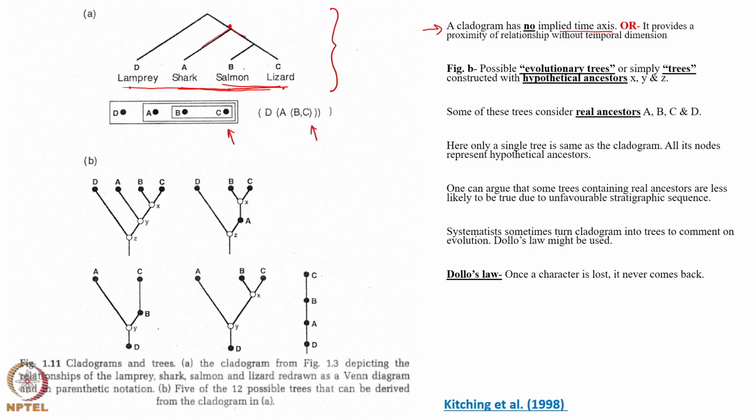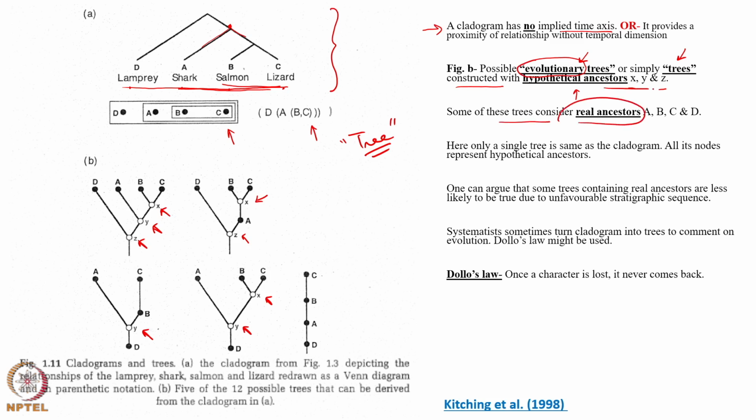Now, from here we can create several evolutionary trees or simply trees, and that can be constructed with hypothetical ancestors x, y and z. These are the x, y, z. While talking about graph theory, the definition of tree was given. Similar concepts coming here with an additional word, evolutionary tree. Some of these trees may also have real ancestors.